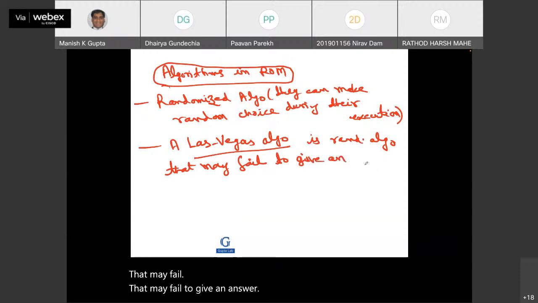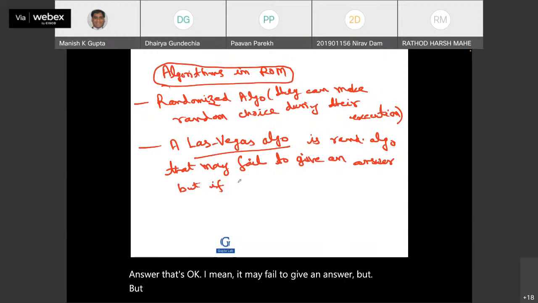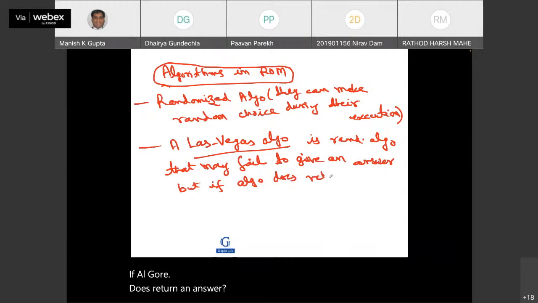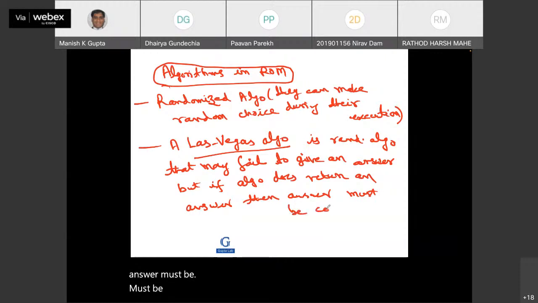It may fail to give an answer, but if the algo does return an answer, then the answer must be correct. So this is known as a Las Vegas algorithm.